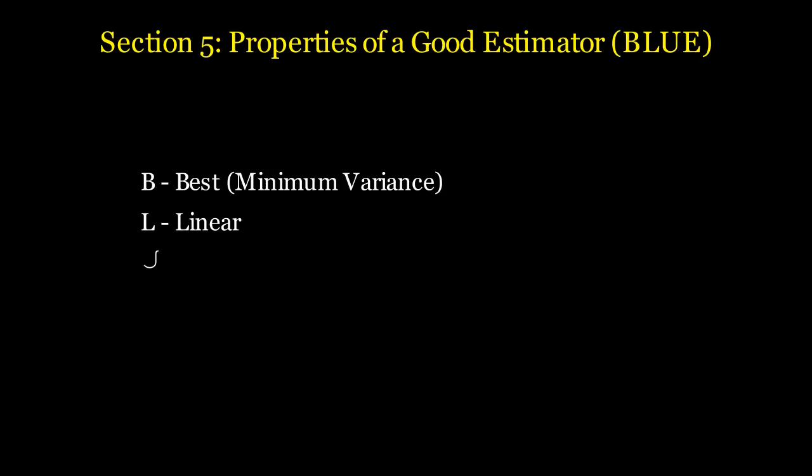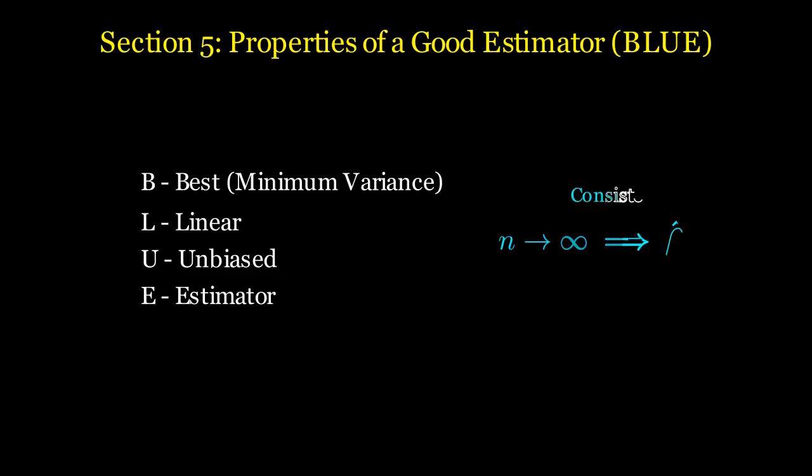Section 5. Properties of a good estimator, BLUE. Not all estimates are created equal. We look for estimators that are unbiased, meaning that on average, E of beta hat equals beta.